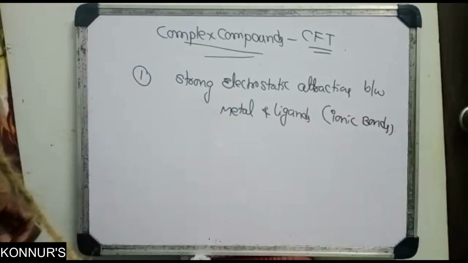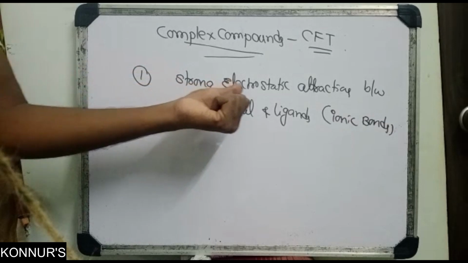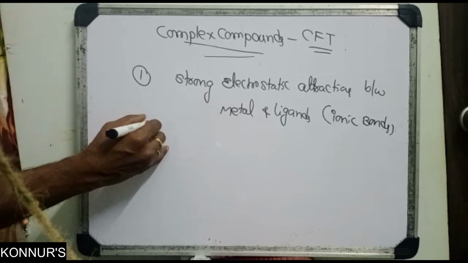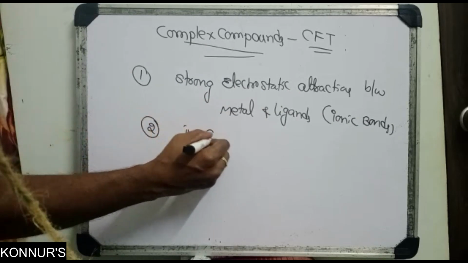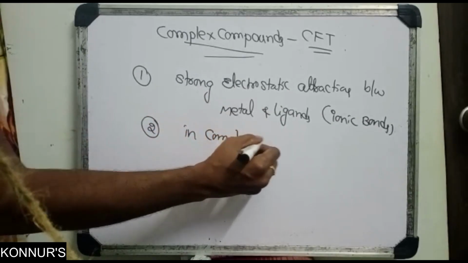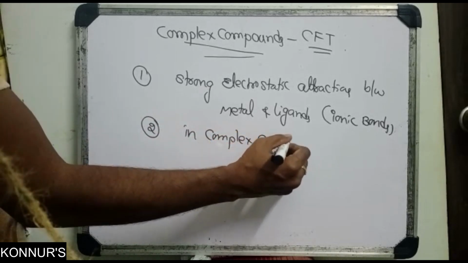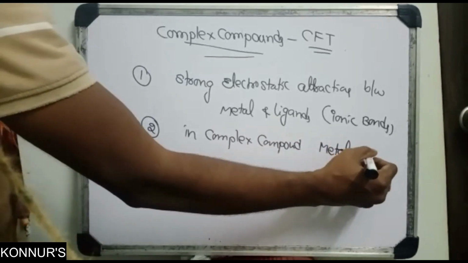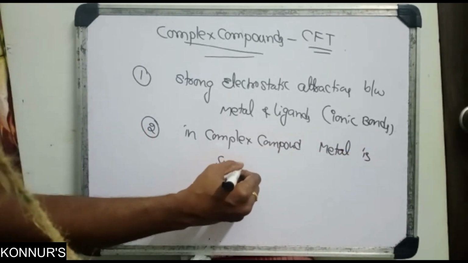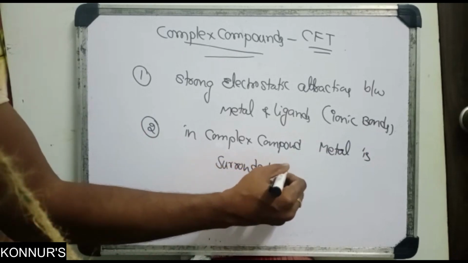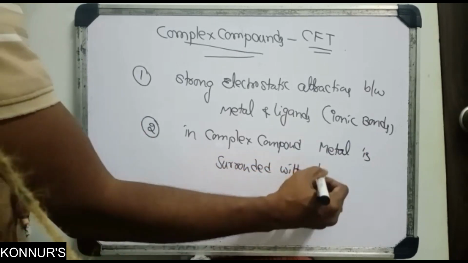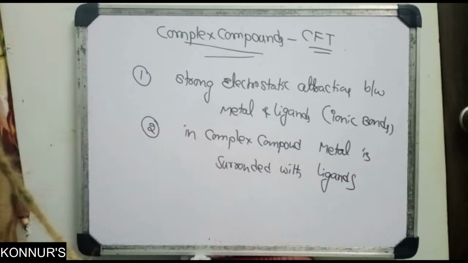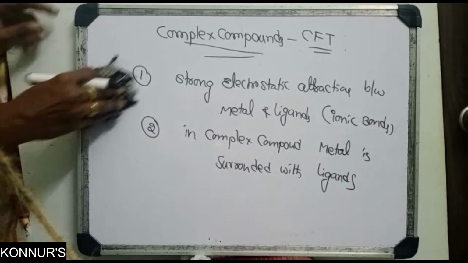So that is a strong unipositive or negative electrostatic attraction. So that is ionic bonds. Next, in complex compounds, the metal is surrounded with ligands. So some number of ligands.